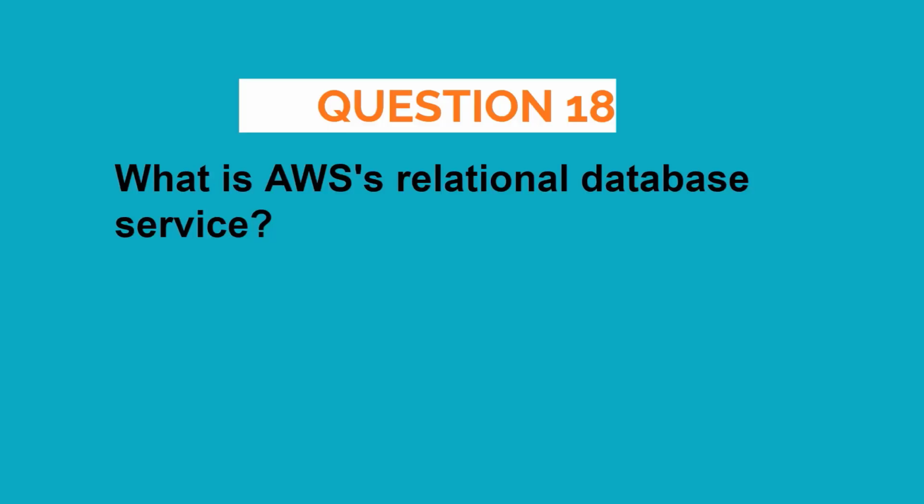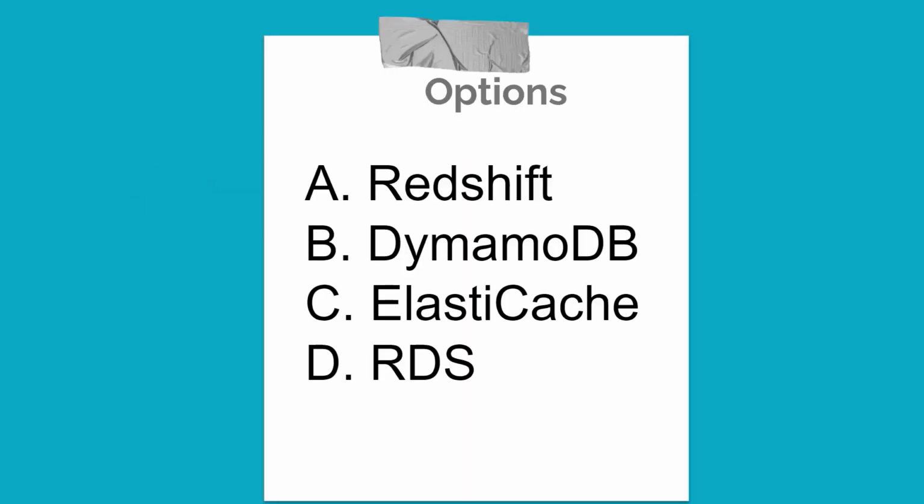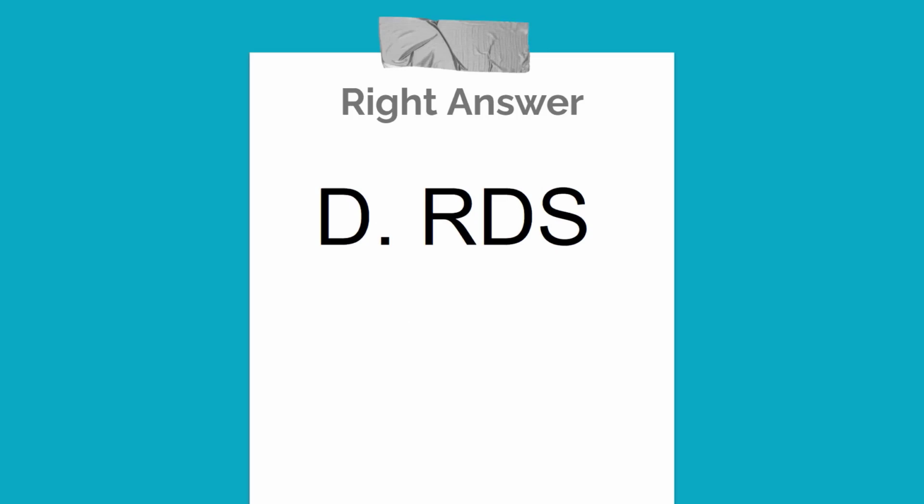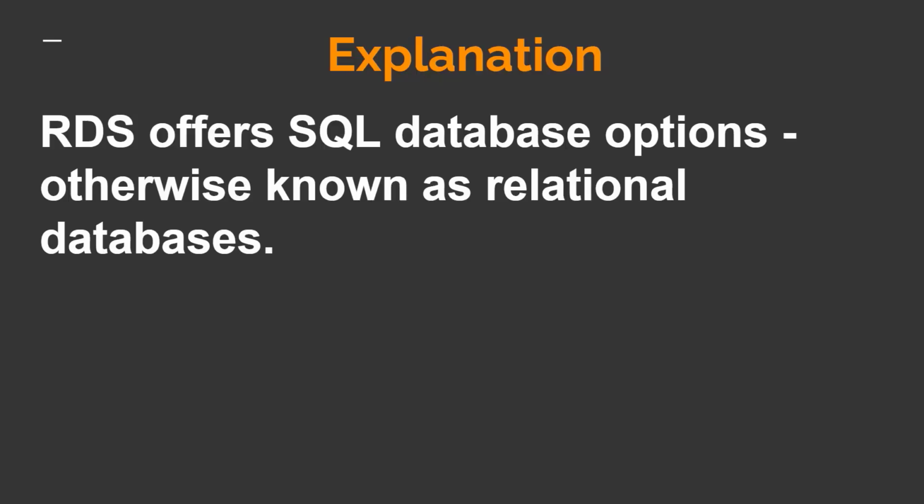Question 18. What is AWS Relational Database Service? Option A. Redshift, B. DynamoDB, C. Elasticache, D. RDS. Right answer is D. RDS. Explanation: RDS offers SQL database options, otherwise known as relational databases.